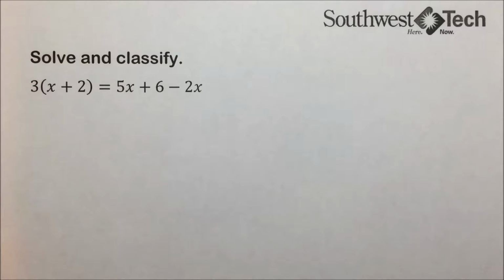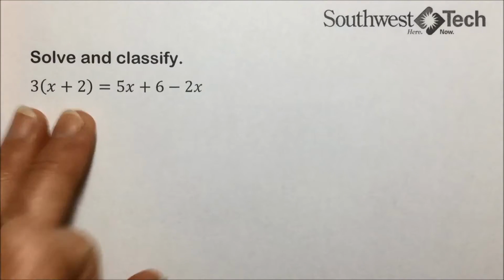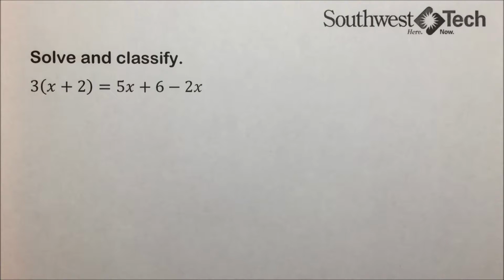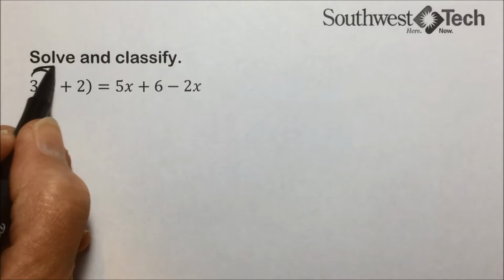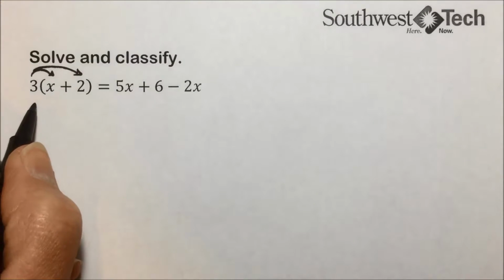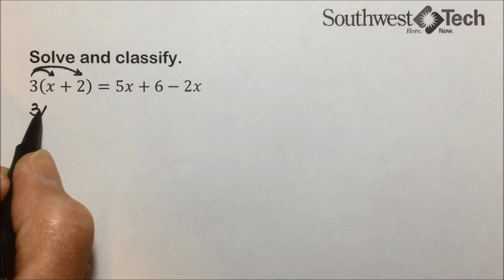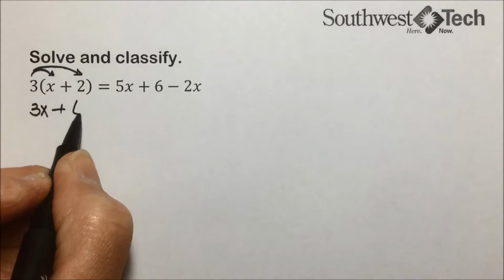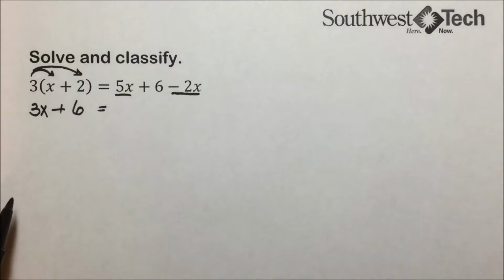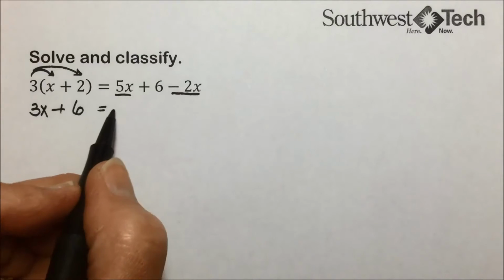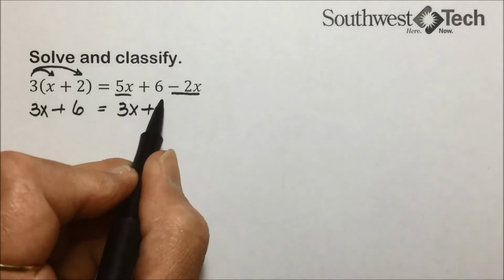When we have an equation that has a parenthesis with a quantity out in front of it, we need to eliminate that first before we worry about using any of our addition or multiplication principles to solve for the variable. Distributive means each of the terms inside the parenthesis will be multiplied by 3. 3 times x is 3x, 3 times 2 is 6, is equal to, and while I'm at it, we have similar terms that we can combine and simplify on the right-hand side. 5x minus 2x leaves a 3x plus 6.